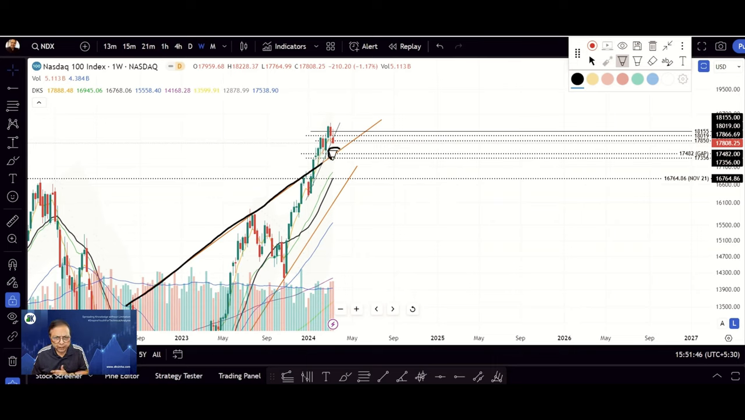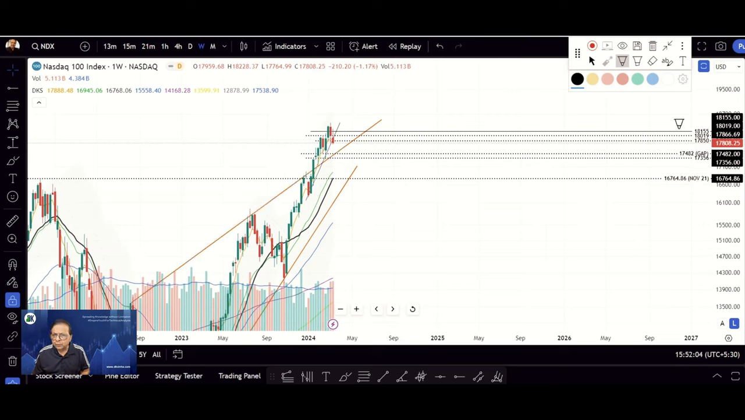So this could be a very good support area in a range of 17,356 to 17,482. 17,482 is significant because there is a gap. We will go to the daily price chart and I'll try to explain it.